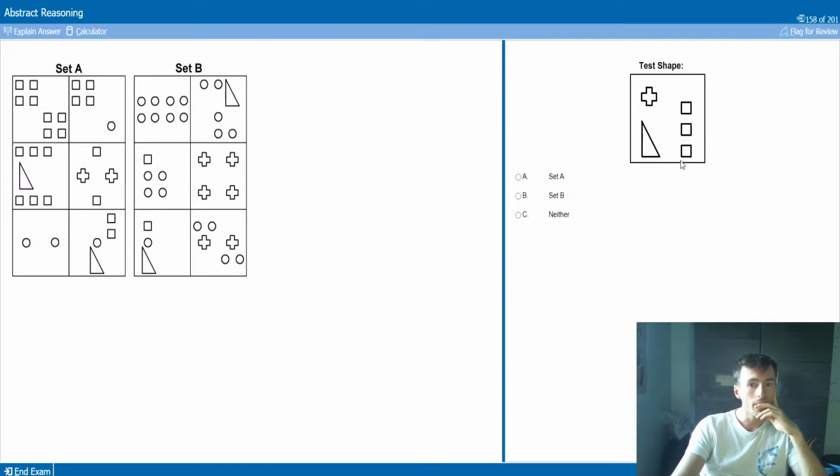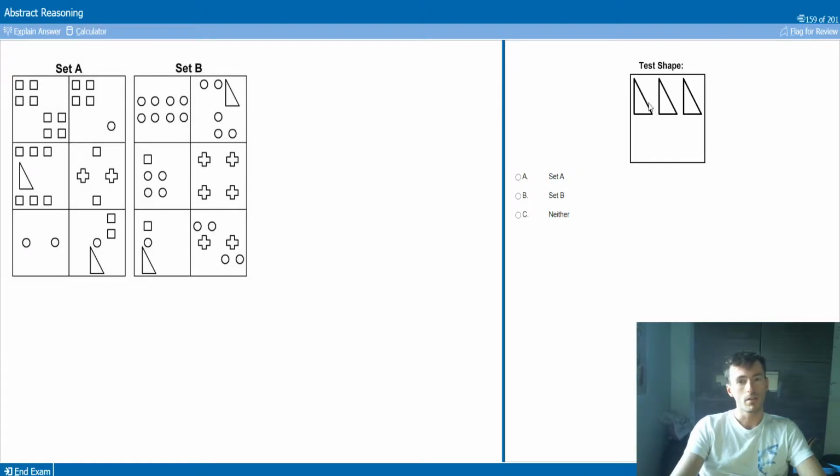Here we have 3 squares, so it's probably one of these ones, because we have 2 of these crosses, so this would be 3, 7. Oh, but then the triangle is worth 2. This must be neither, because this doesn't add up to 8. We have 3, 4, 5, 6. Oh no, never mind. 3, 6, 7, 8. 3, 4, 5, 6, 7, 8. Yeah, it's set A.